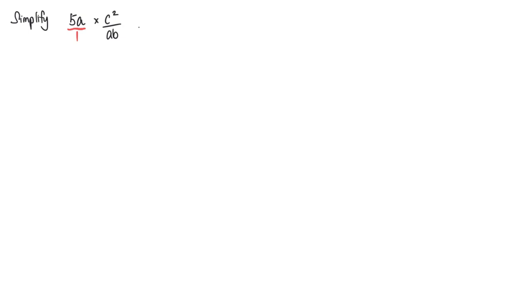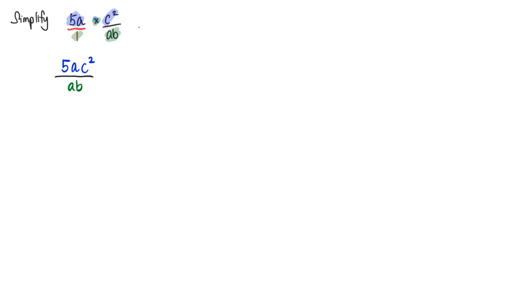And so, what we have learned thus far would then be that the numerator times the numerator, meaning 5a times c square, that will give me 5ac square over the denominator times the denominator, and that will give me 1ab. Usually we don't write the number 1 down there, okay?